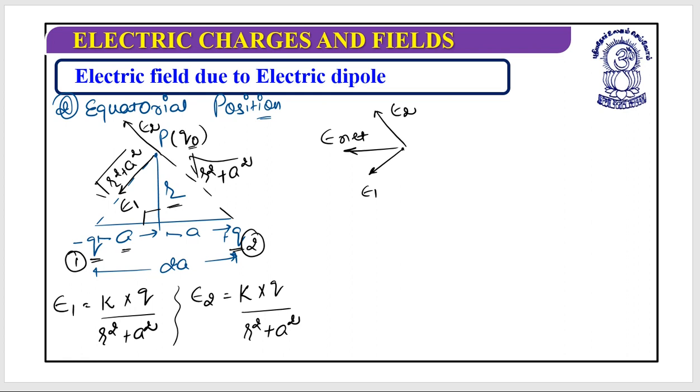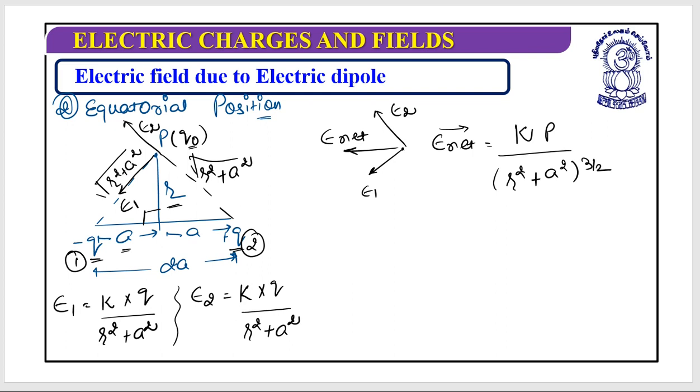So if I apply mathematics, what I get is E net equals k into p divided by r square plus a square to the power 3 by 2.